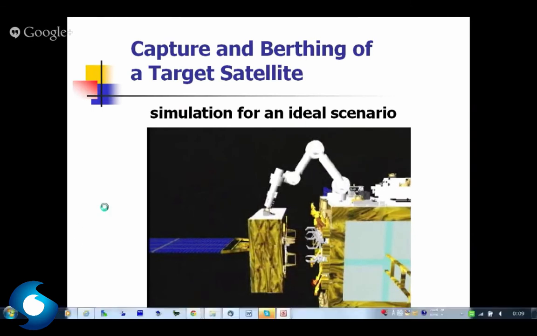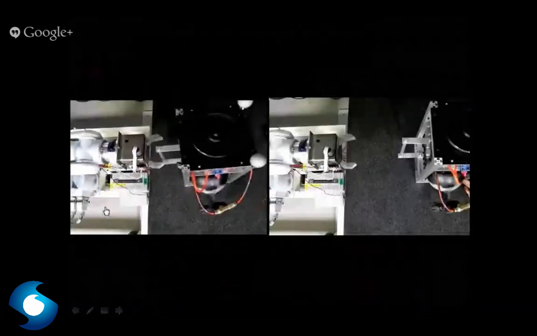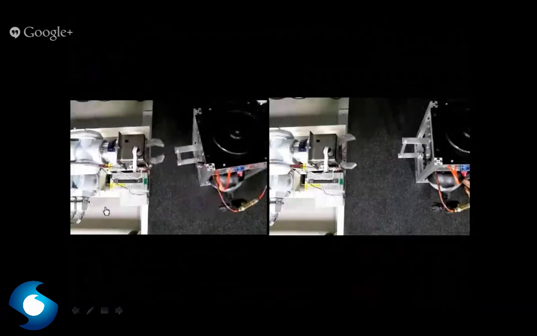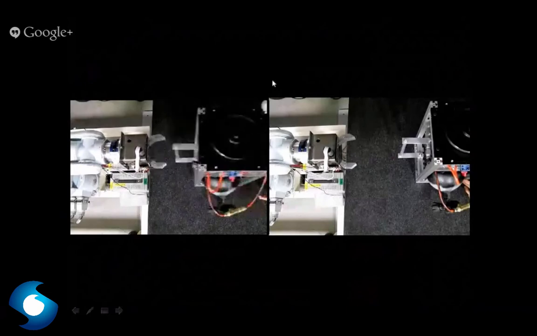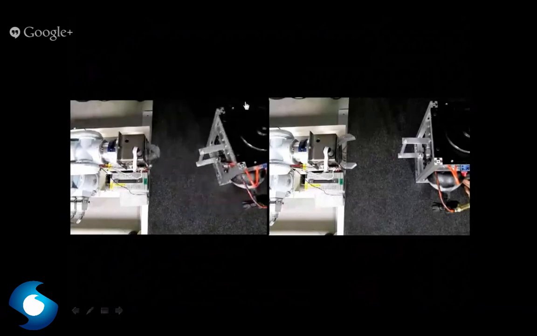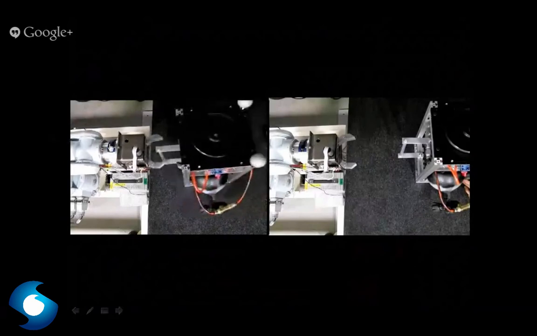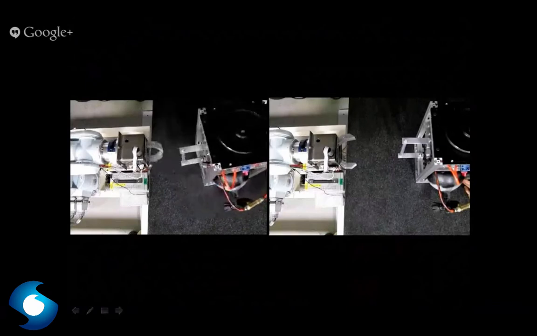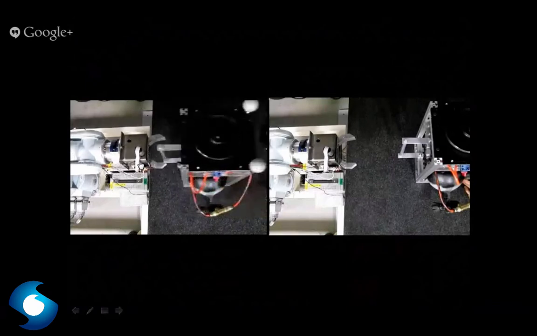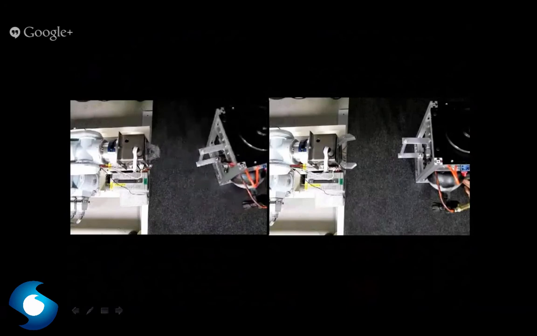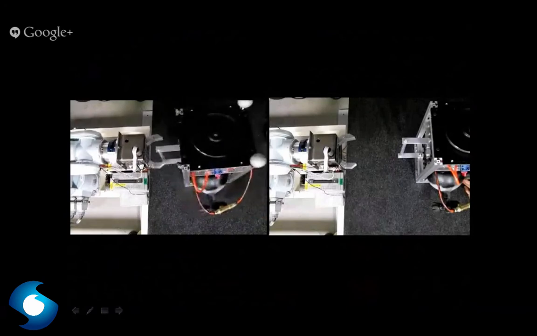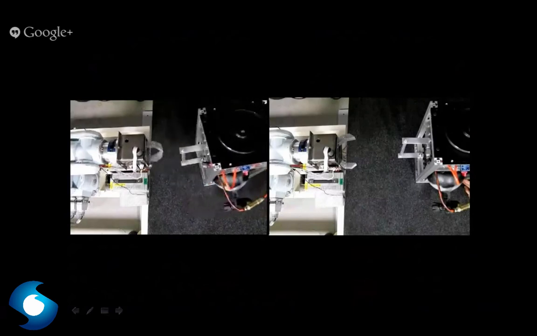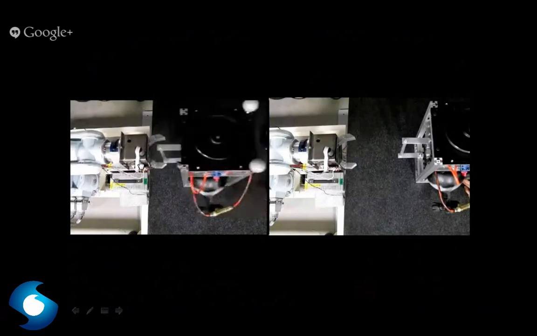So I will show you a very, very simple example. So this is again our two-dimensional free-floating testbed. And here this target body is completely floating. And here we have a manipulator arm. And at the end, we have a gripper. And in this case, the gripper didn't work very well. So it fails to capture the target. So please try to think what we should do to improve the situation.